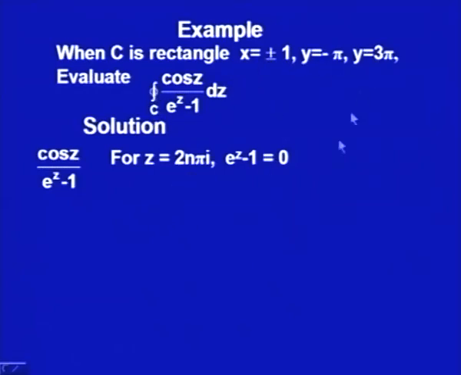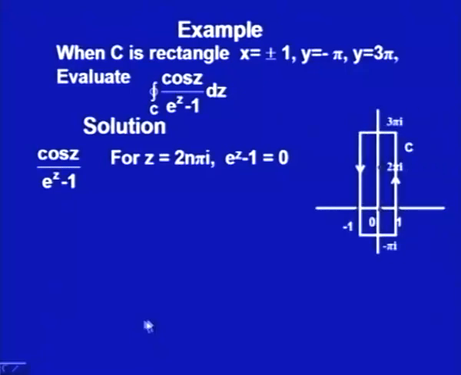Now, let us first examine this contour. We are having this contour which is a rectangle given as x is equal to plus or minus 1, that is, this line is x is equal to plus 1, and this line is x is equal to minus 1.